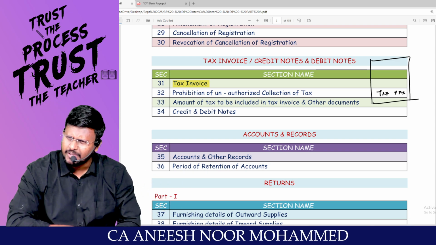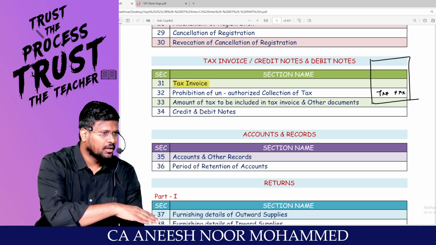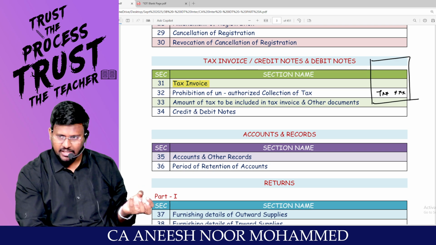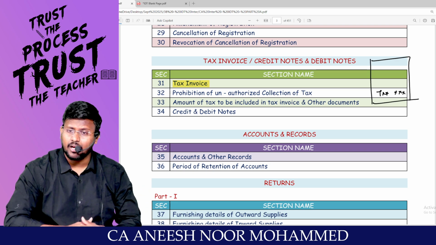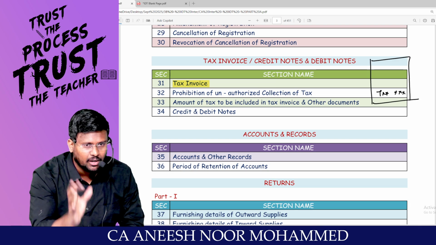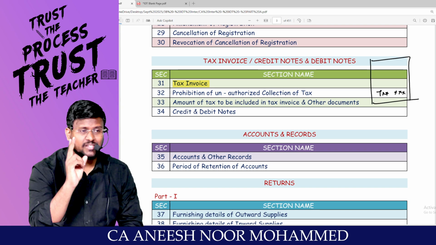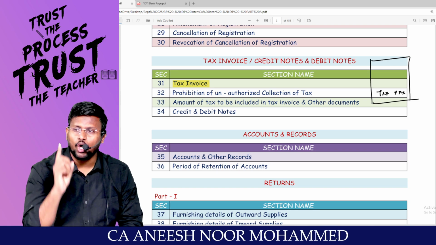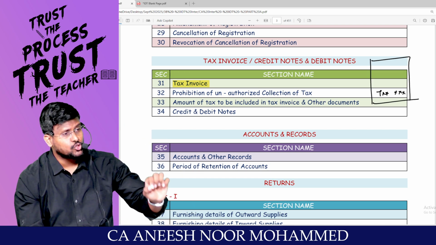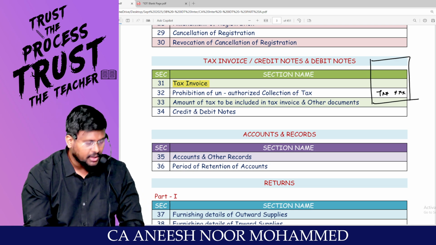Sir, are you a registered person? Once you are a registered person, you will make both outward supply and inward supply. And once you are making outward supply, you are supposed to collect GST. Sir, in order to collect GST, my dear lovable students, you should raise the tax invoice as per section 31. But certain people are not supposed to collect tax at all. That's section 32, prohibition of unauthorized collection of tax. If you are collecting tax in the tax invoice, you have to specifically say that this is the amount of tax as per section 33.